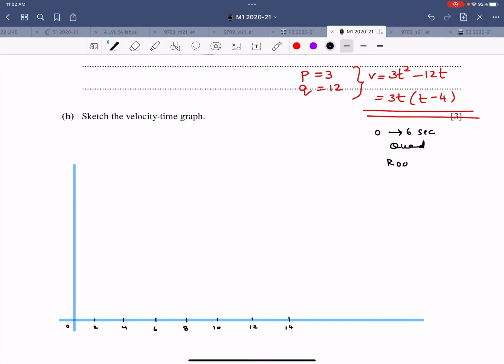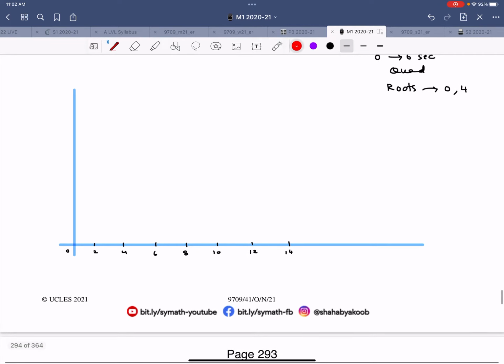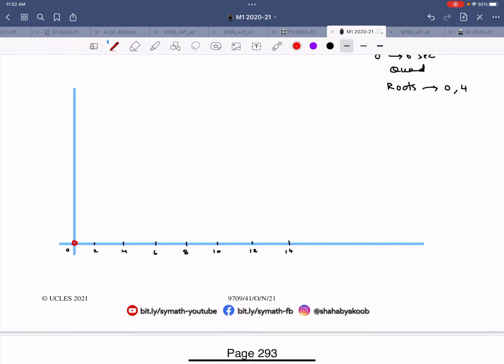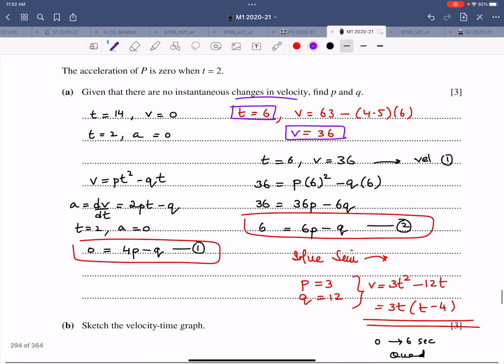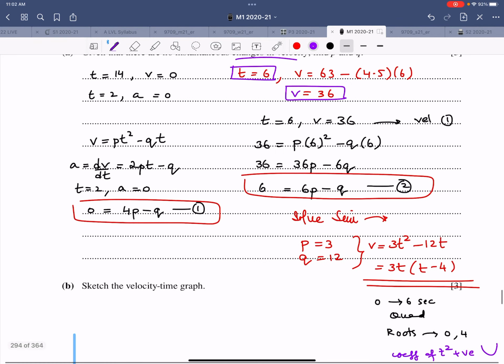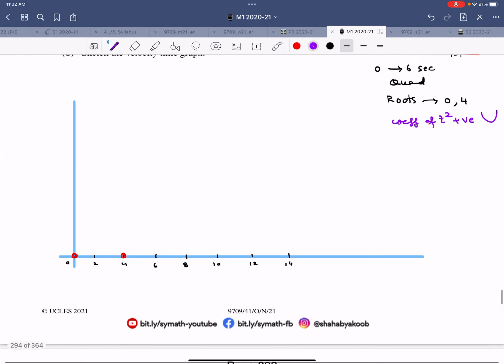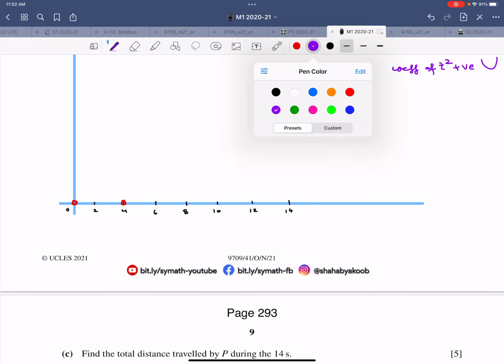So the roots are 0 and 4. First of all, I'm marking that. So 0 is a root and 4 is a root. Secondly, coefficient of t square is positive. Therefore, that's the shape. That is one thing. Now, when t is 6, v is 36. So I also need that. So let me label this thing. Somewhere here is 36.